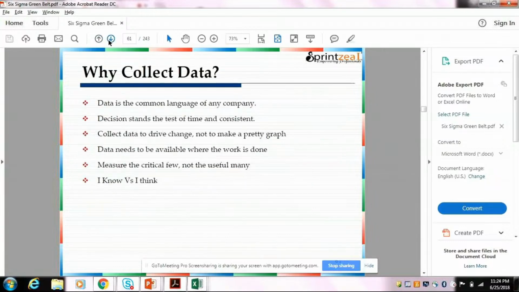Why collect the data? It's a common language. Decisions stand the test of time. I mean, it's a no-brainer. Rather than "I think" versus "I know," it takes the personal bias out of the equation. Rather than saying I think it is something, you'll be able to say I know, because you have data which has proved that.